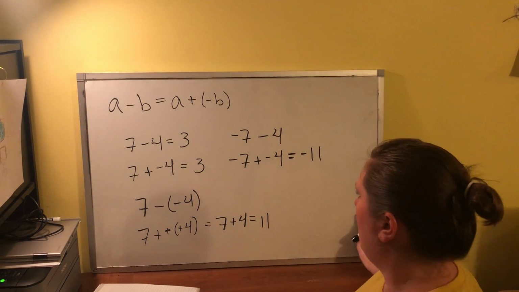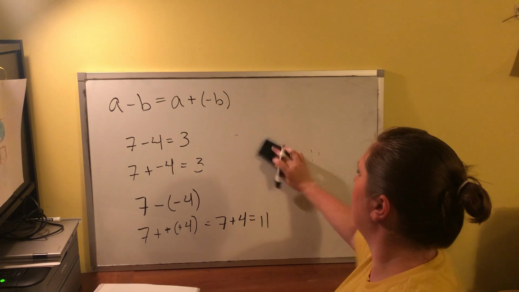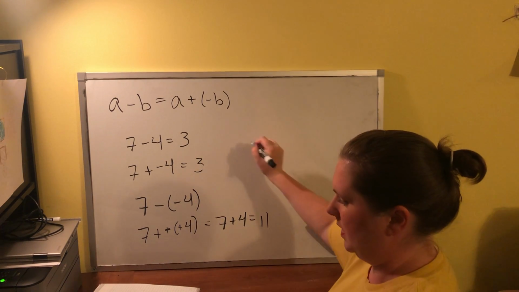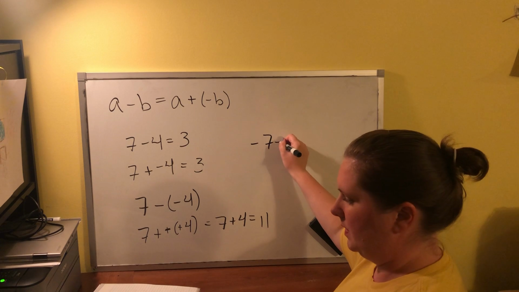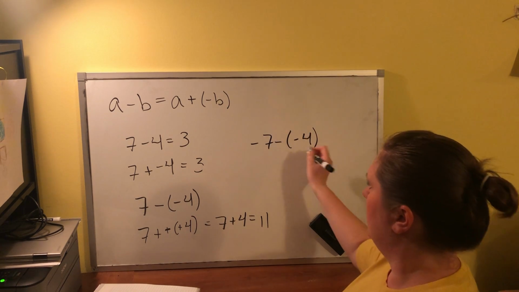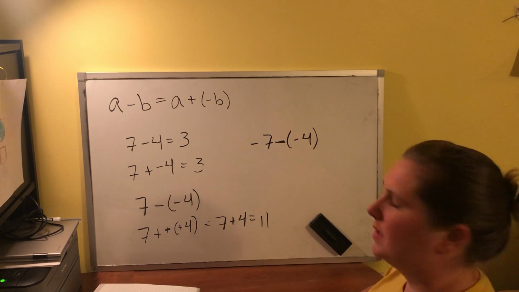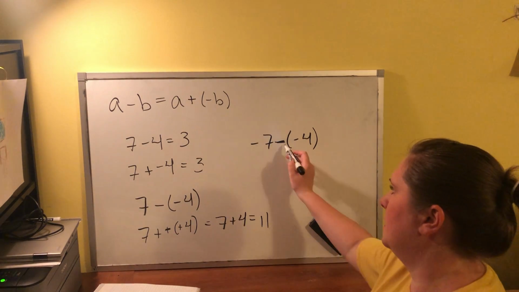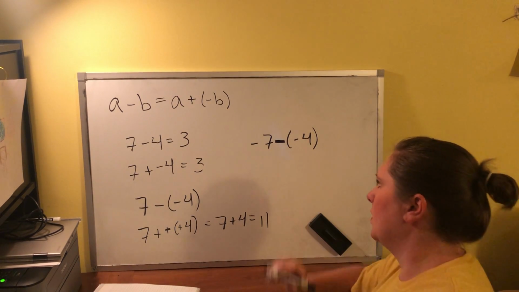Okay. You may also see an example like negative 7 minus a negative 4. Well, there's a lot of negatives going on, right? Plus the subtraction. So this can get really tricky.